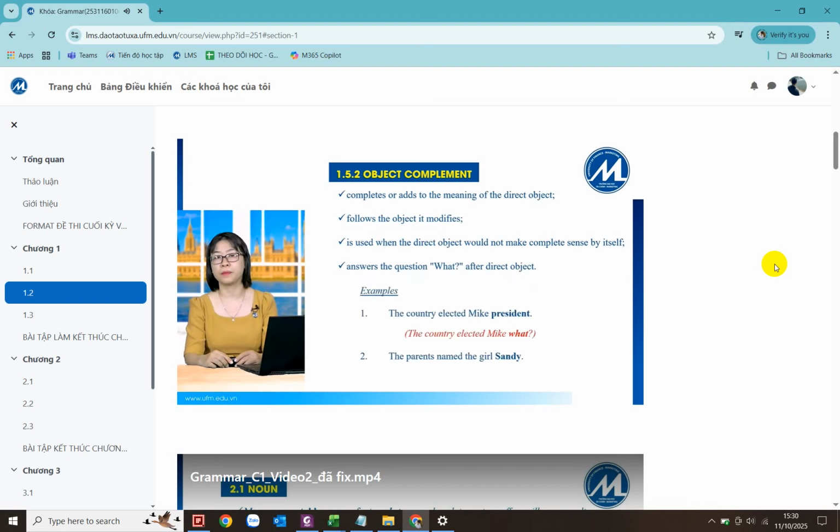For example, the country elected me president. So the word president answers the question, the country elected me what? The parents named the girl Sandy. So Sandy answers the question, the parents named the girl what?